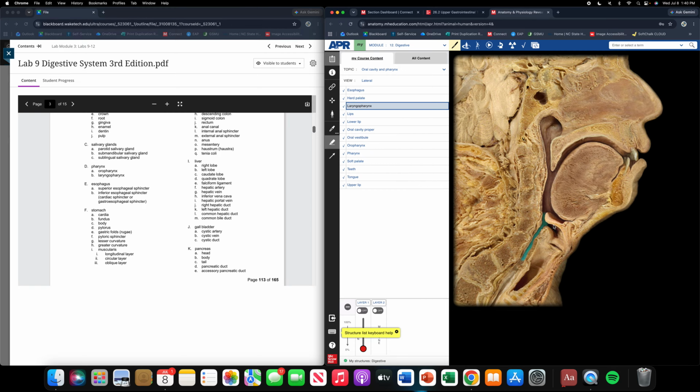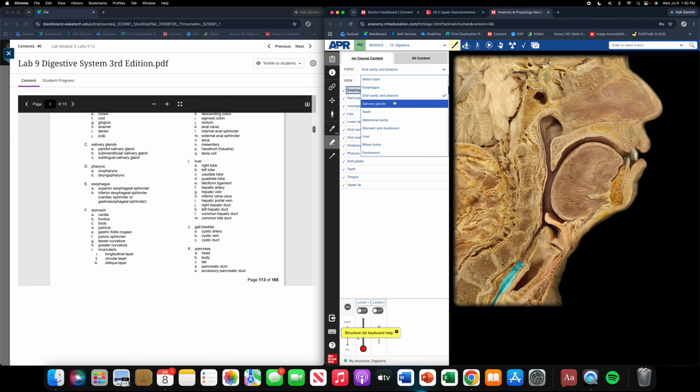You have your epiglottis that's going to cover things up. And then the laryngopharynx is continuous with the esophagus. So there is no distinction structurally, really, between the laryngopharynx and the esophagus. They are one continuous open tube.